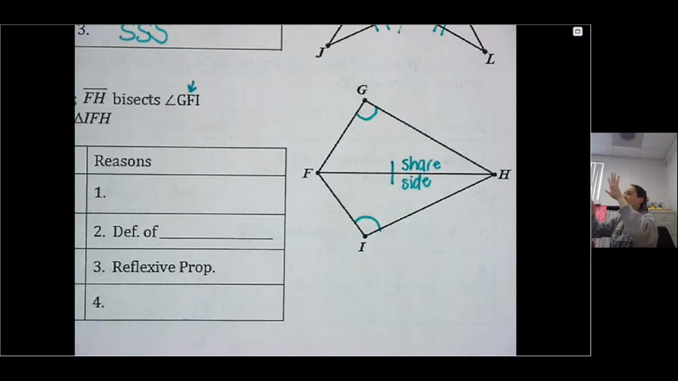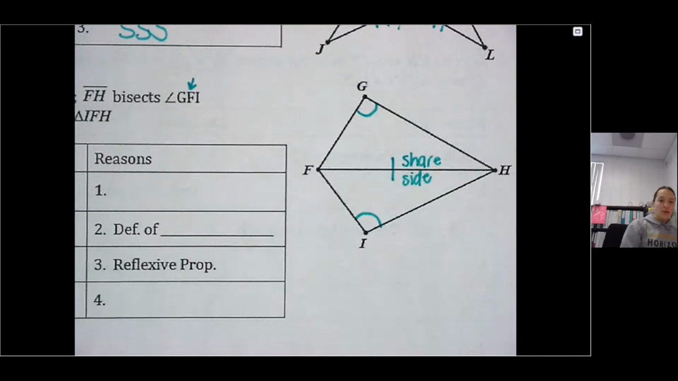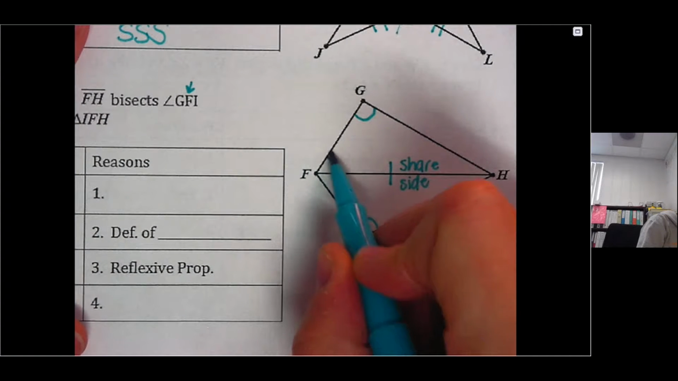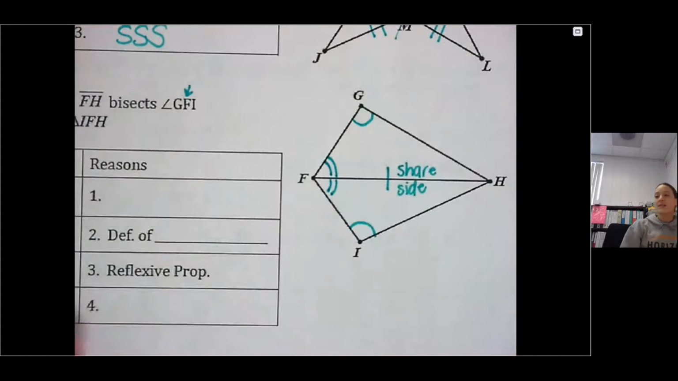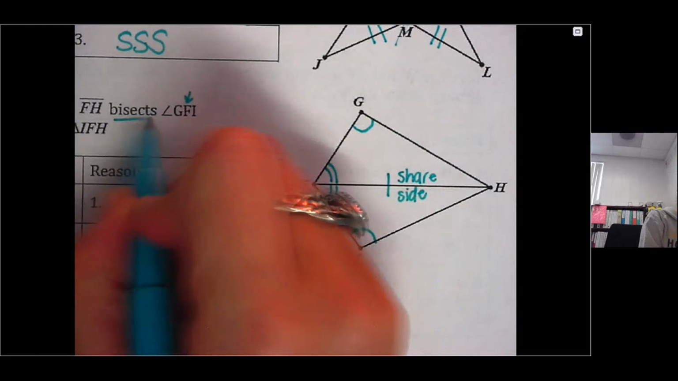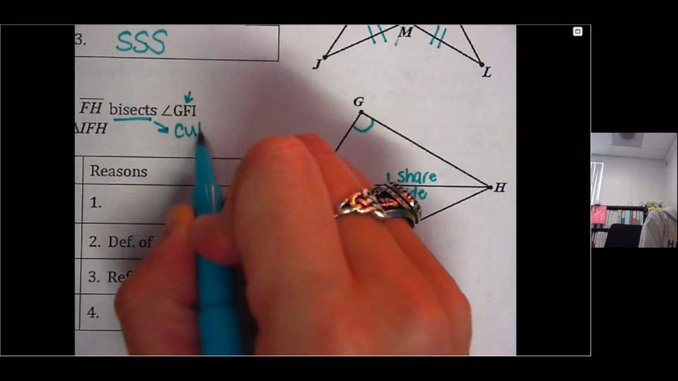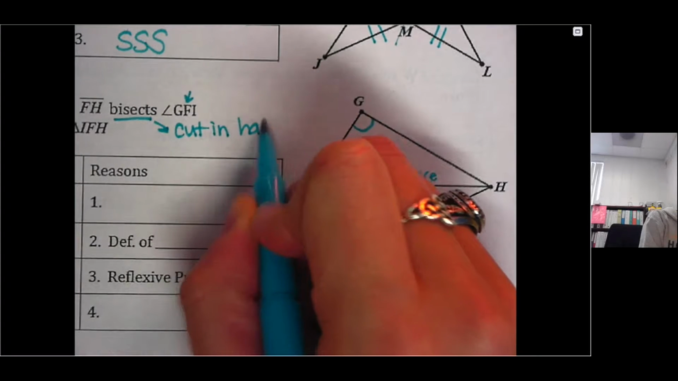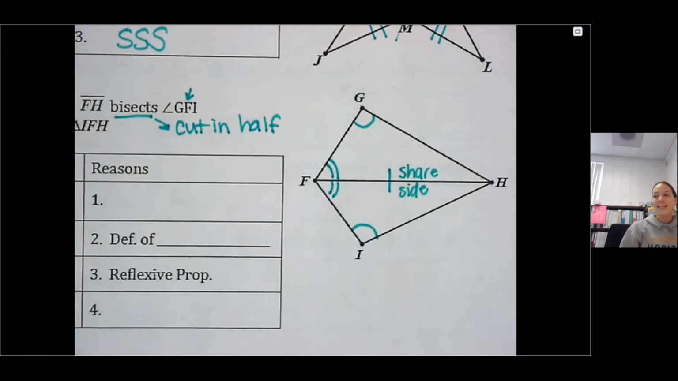So they're what, those 2 pieces? Equal. They're the same. So if I'm cutting angle F in half, that means both of the angles at angle F should now be the same. Oh, so bisect means cut in half. Or cut in 2 equal pieces, whatever you want to put.